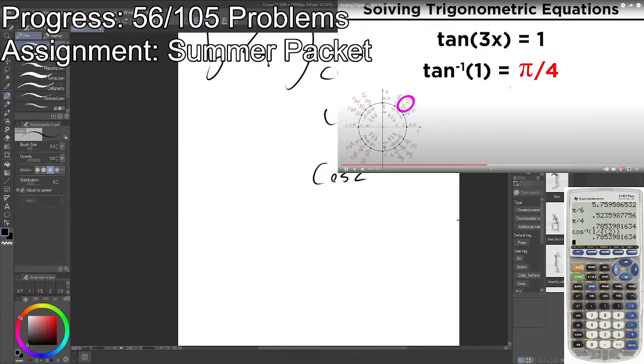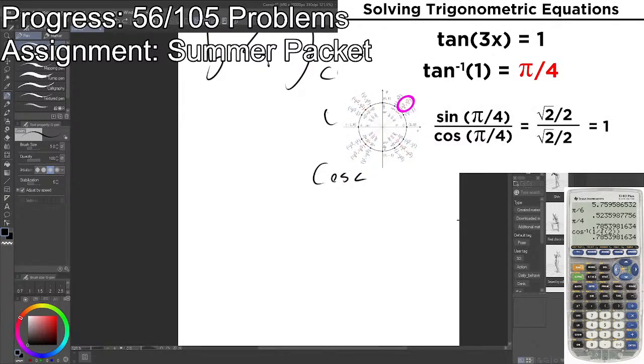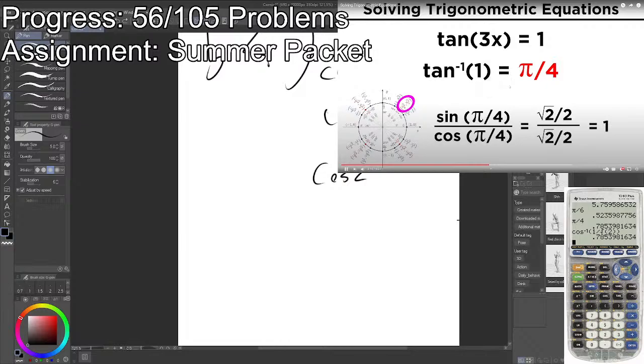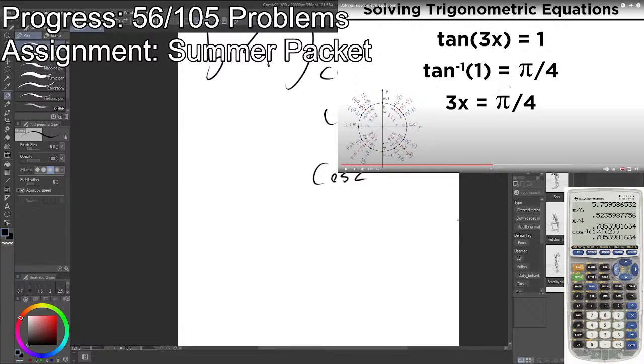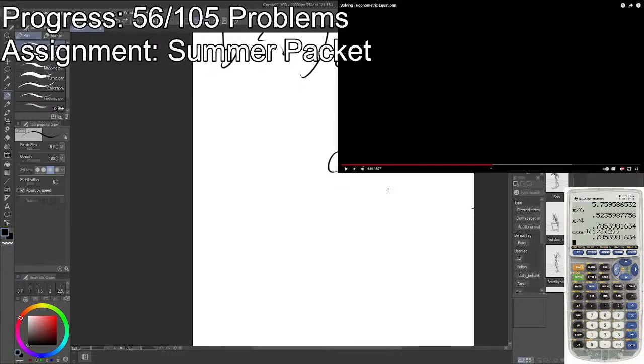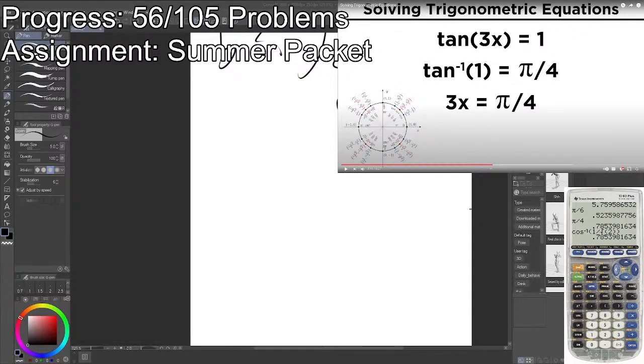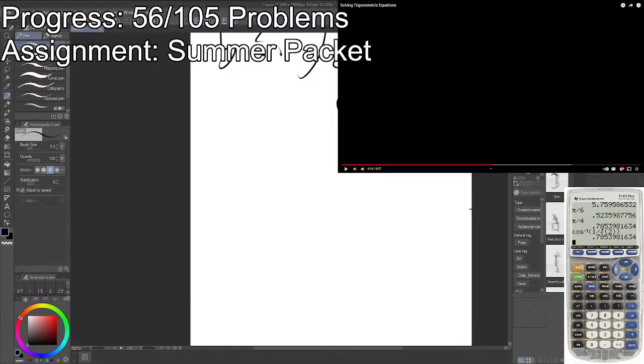That would be quarter pi, because root 2 over 2 divided by root 2 over 2 gives us 1. That means that 3x equals 3x. So for me, 2x would equal quarter pi.